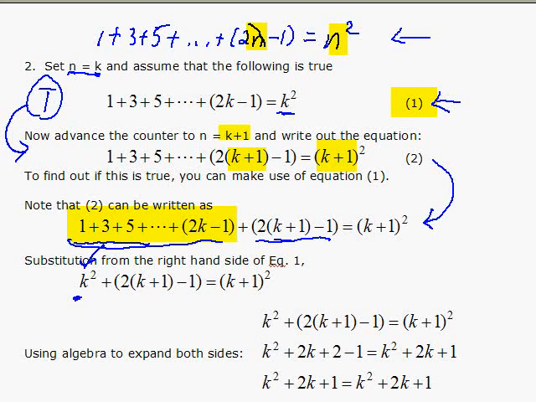I still have this term, and then I have the k plus 1 squared on the other side. In that case, just use algebra to expand both sides, and you find that both sides are indeed equal, so this is true.